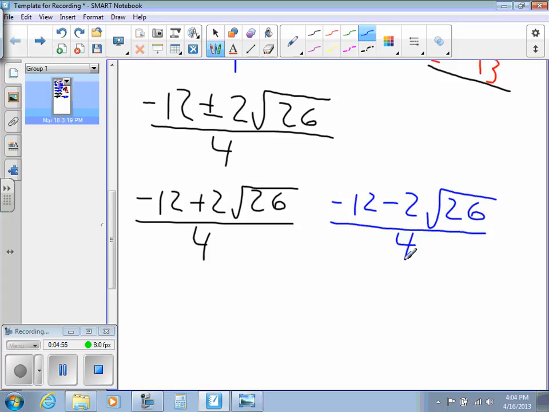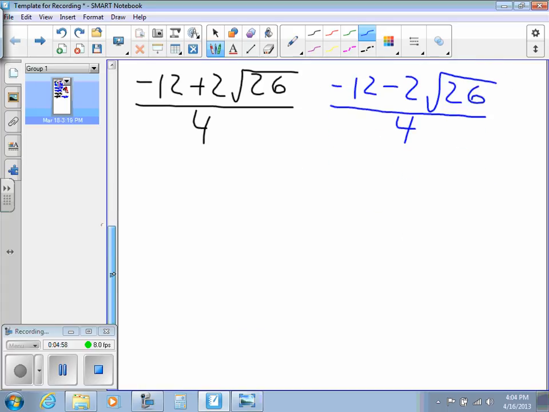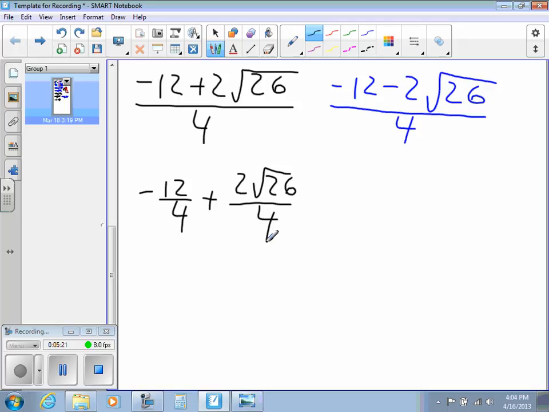Okay, I'm going to break this into 2 separate fractions. So on this side, negative 12 over 4 plus 2 times the square root of 26 over 4. Okay? And over on this side, well, we'll do that side in a minute. Let's go ahead and reduce this. So this is negative 3 plus the square root of 26 over 2.